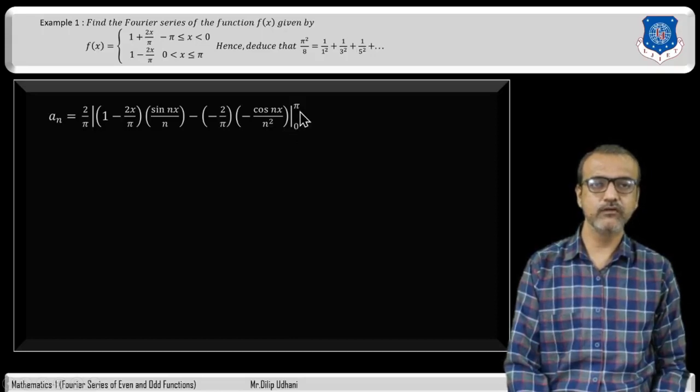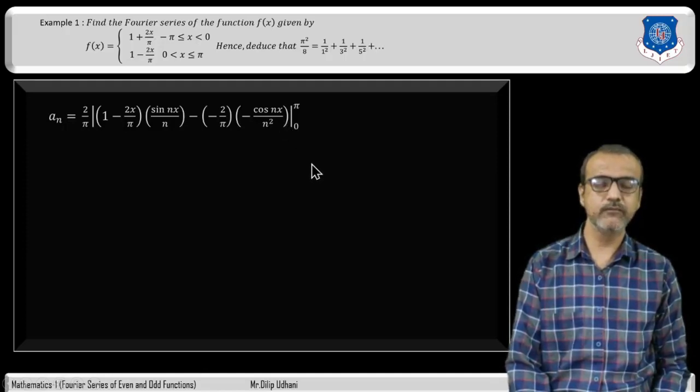Now first of all we will put the upper limit in this equation. So for the first term sin n pi is 0, and for the second term cos n pi is minus 1 raised to n. Now for the lower limit sin 0 is 0 and cos 0 is 1, so we will be having terms only.